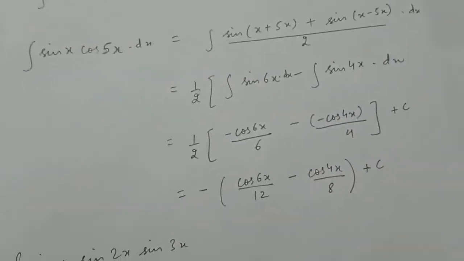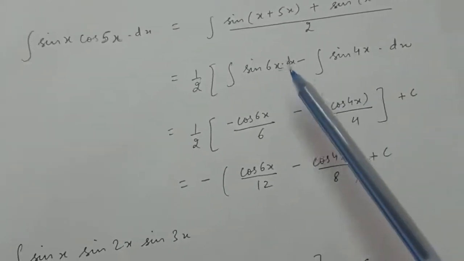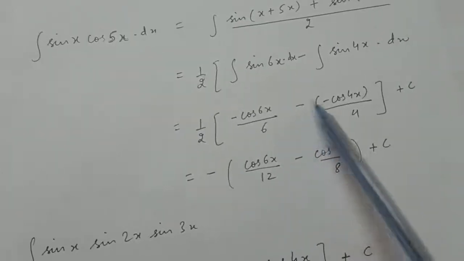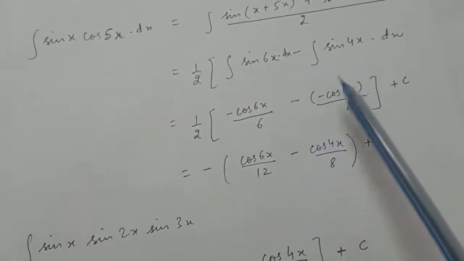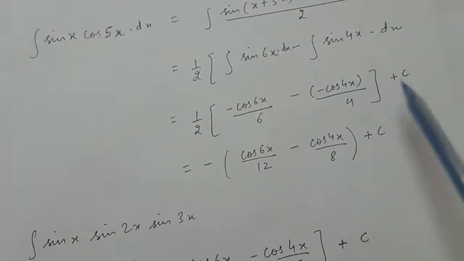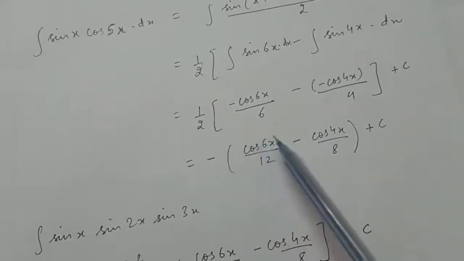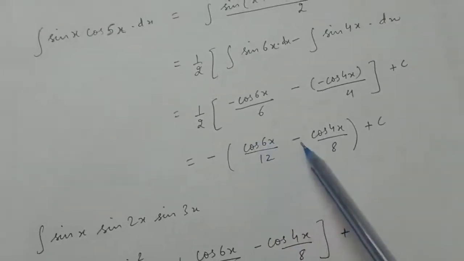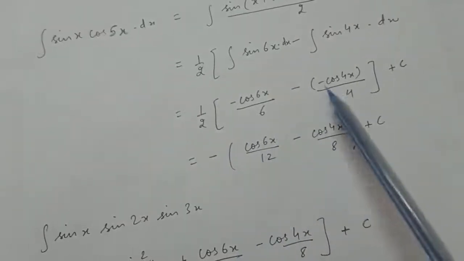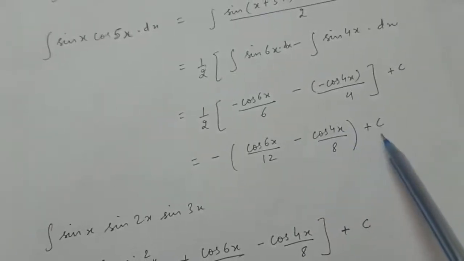Now solve the integral, so you will get 1 by 2, integral of sin 6x will be minus cos 6x upon 6, minus as it is, integral of sin 4x will be minus cos 4x upon 4, plus c. So take out minus common from the integral, you will get cos 6x upon 12 minus, because we have taken this minus outside, so this minus will remain minus only, cos 4x upon 8 plus c.